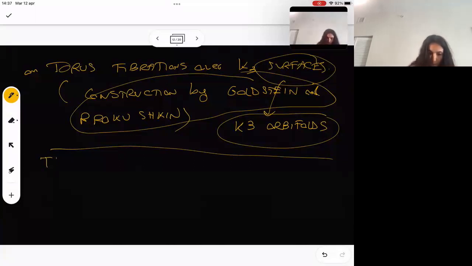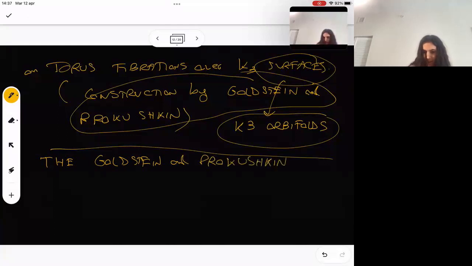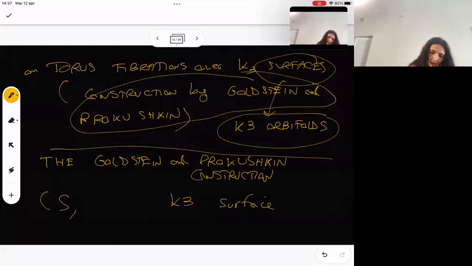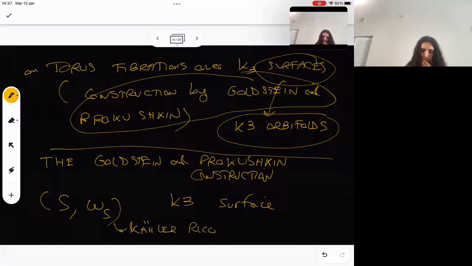So let's see the Goldstein and Prokushkin construction a little bit more in detail. So let's start with a K3 surface. Let's take S, and denote with small omega_S the Kähler Ricci-flat metric.